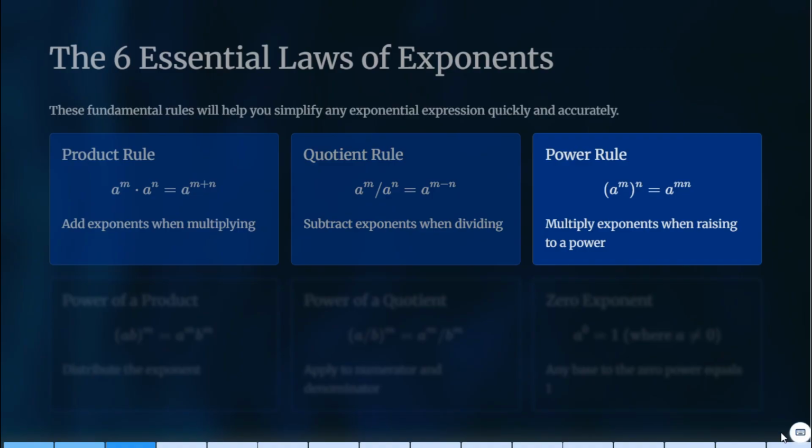Next is the power rule. If you have a to the power m raised to the power n, you can rewrite this as a to the power m times n. In other words, you can multiply the exponents when raising to a power.